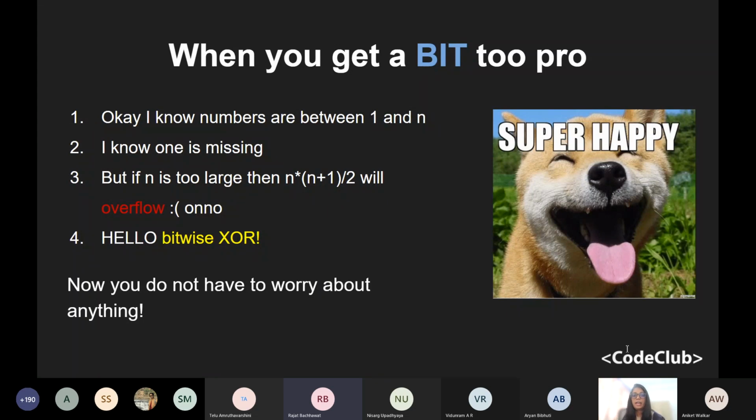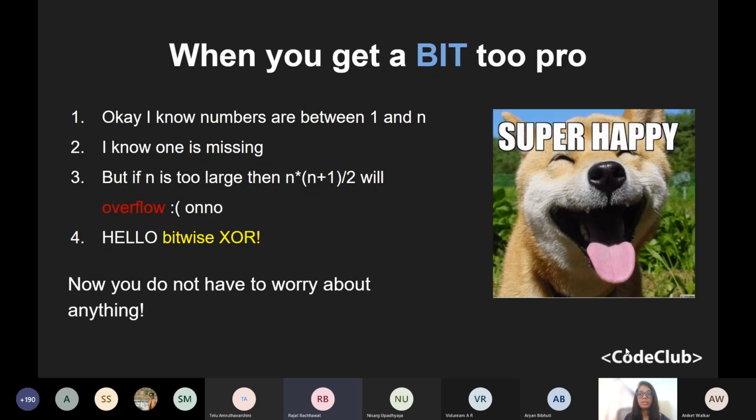dot dot till n, and then you go through the array and again XOR it with the first element of the list and the second element of the list. So everything except for the missing number will be cancelled off due to the XOR. So you'll be left with the missing number in the end. However, 1 XOR 2 XOR 3 dot dot till n will not overflow. It will always be possible to store it.